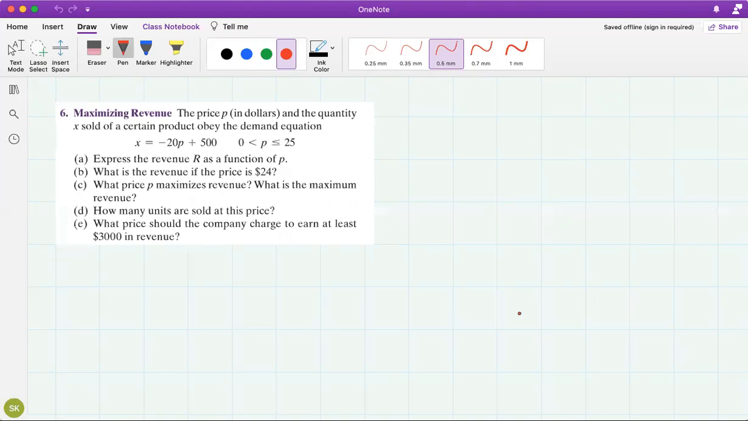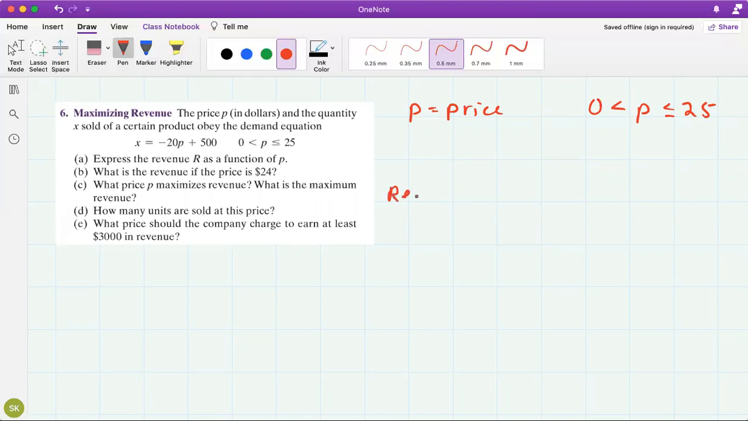What price P maximizes revenue? What's the maximum revenue? How many units are sold at this price? And what price should the company charge to earn at least $3,000 in revenue? So we have a lot going on for this problem. Let's break it down. So we are charging price P for some item that we're selling, and this P is going to be between 0 and $25. And it can't equal 0, but it can equal 25.